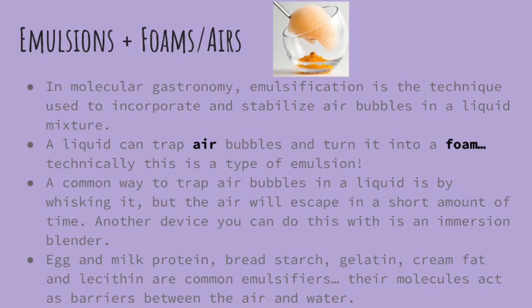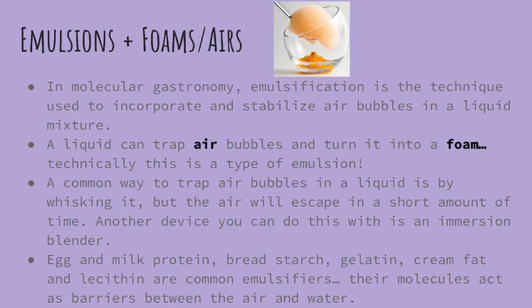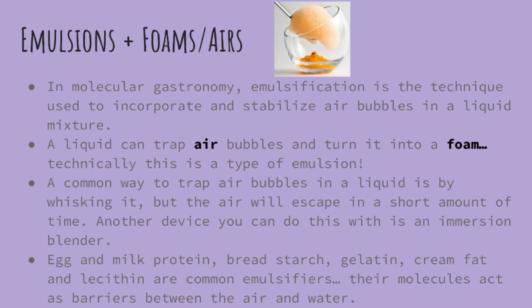A common way to trap air bubbles in a liquid is by whisking it, but the air bubbles will escape in a short amount of time. If you think about whisking eggs, you might develop a foam at the top, but it'll quickly go away. Another device you can use to do this is an immersion blender. There are a lot of different types of devices to do this, but that's just one common one. Also, egg and milk protein, bread starch, gelatin, cream fat, and lecithin are common emulsifiers. In these products, their molecules act as barriers between the air and water. So commonly, if you were going to make a foam, you would use these items to make it.